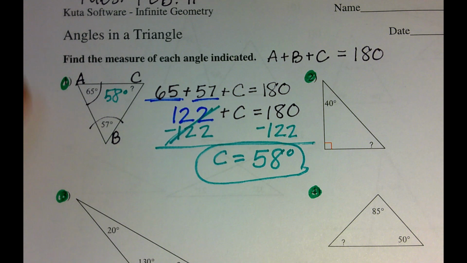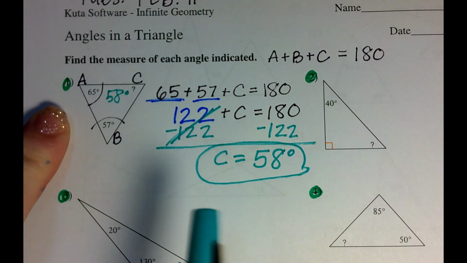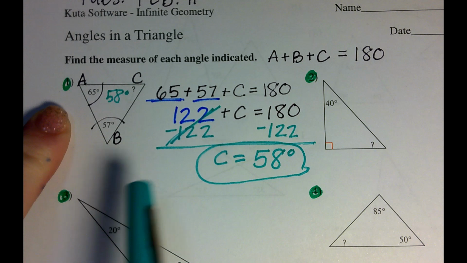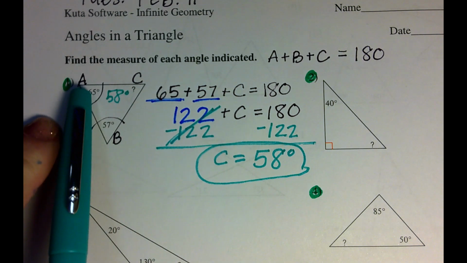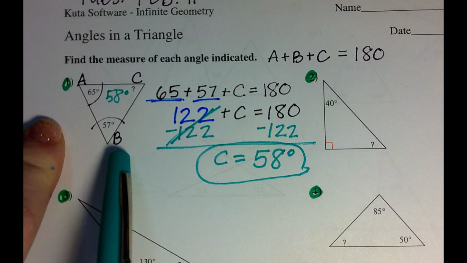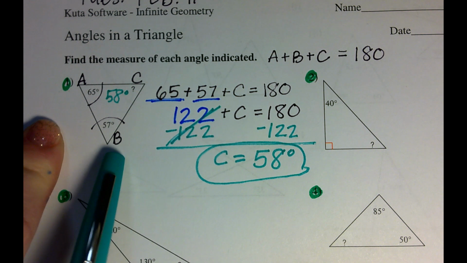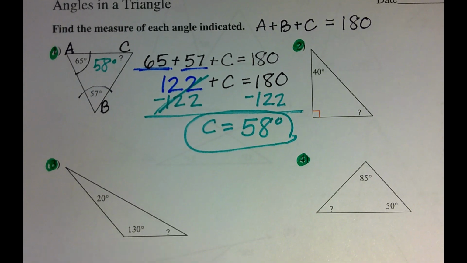You can always check your answer. Does anybody know how I can check to see if that's right? Add them all up. Yeah, just add all of these 3 angles together. 58 plus 65 plus 57 should get you back to 180. If it doesn't, you might have made a little mistake in there, but it should. Okay. So numbers 1 through 4 are all like that.